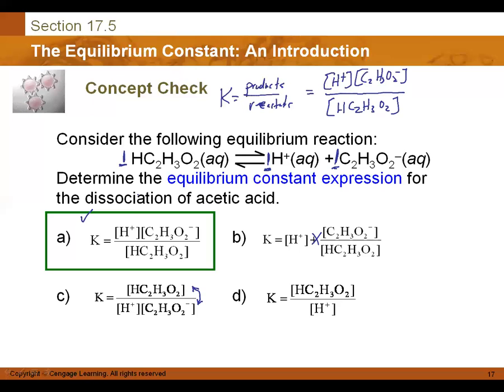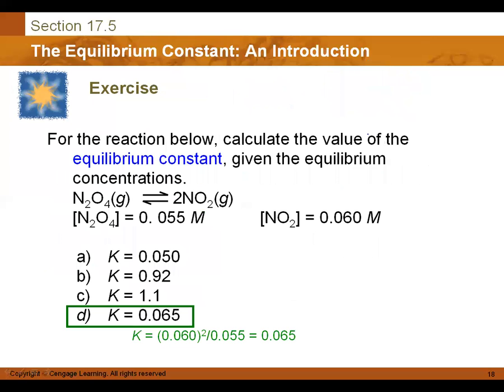And obviously, since this is an equilibrium constant expression, the values that you would need to put numbers into here would not be the initial concentrations, but the equilibrium concentrations of each of those to actually get a number, which is what we have going on here.